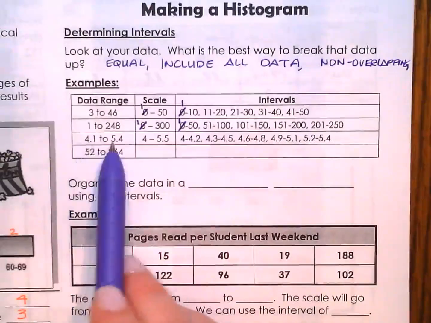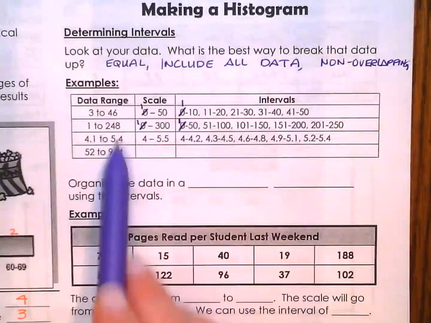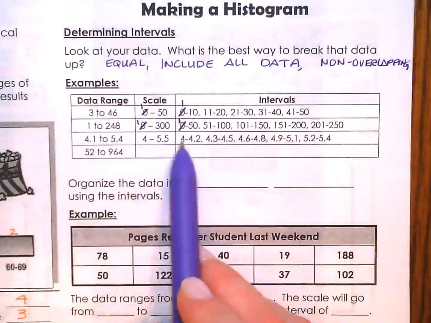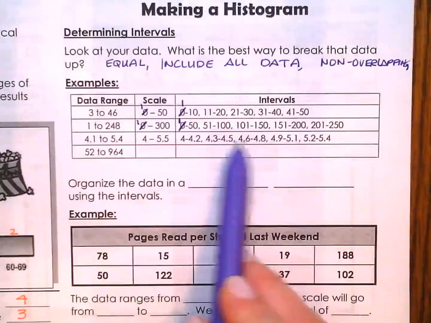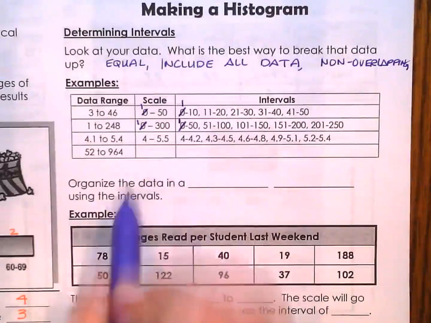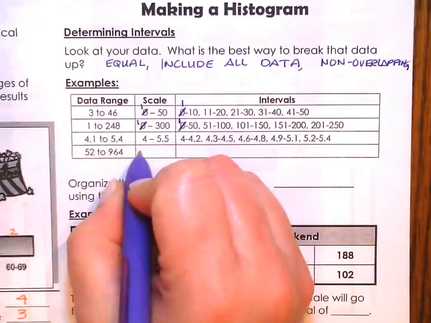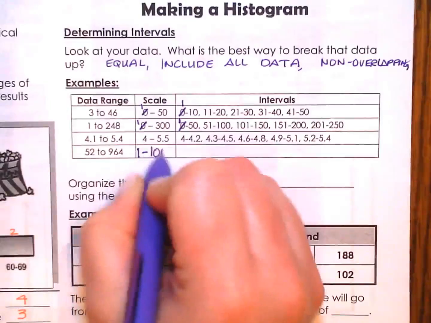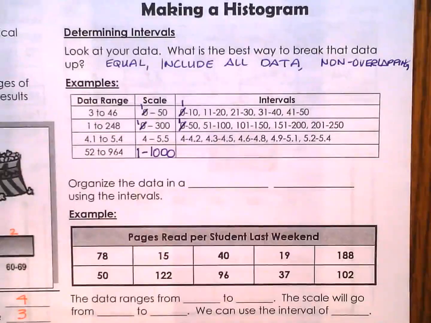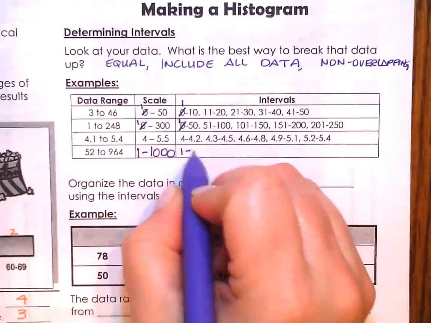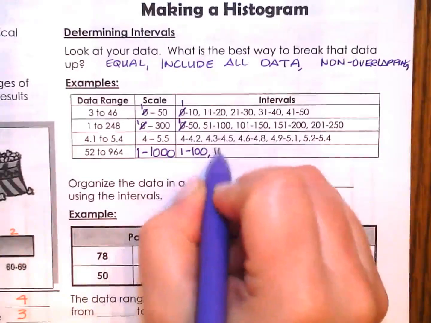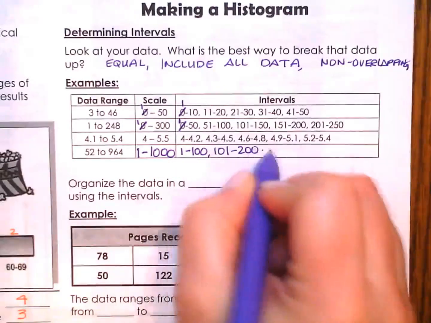If we do something so small, like between 4.1 and 5.4, that's a really small window. So here I'm counting by 2/10 of a point each time. And if we're going to do from, say, 52 to 964, I would go from, say, 1 to 1,000. And if we do that, we might want to count by hundreds. So we might do from 1 to 100, from 101 to 200, etc.